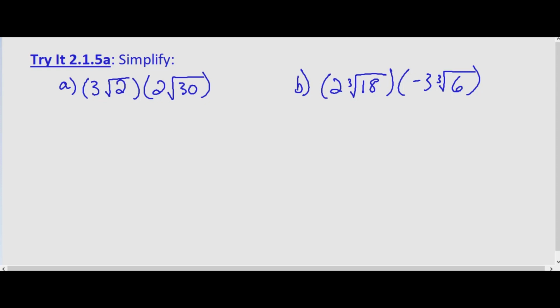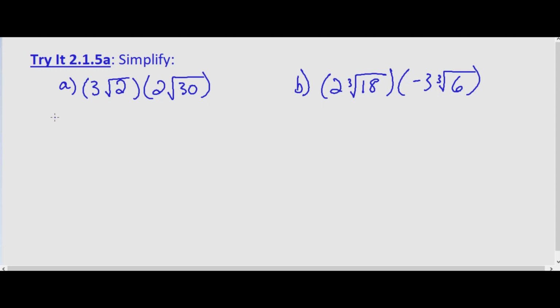So now we're moving on to simplifying radical expressions involving multiplication. You can go about this in several different ways, but how we're approaching it in this lesson is we're going to factor out the constants first and multiply those together, and then we're going to simplify the radicals accordingly.